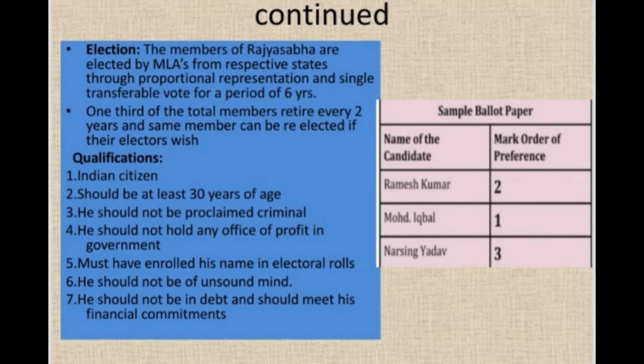A state with less population will send proportionately fewer Rajya Sabha members, and this is done not only through proportional representation but also by single transferable vote. What do you mean by single transferable vote?